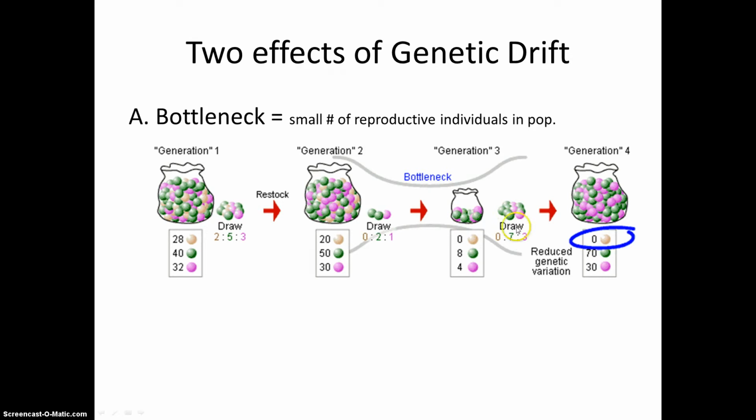So when the population recovers and I get the normal number of individuals that should be in the population, that beige colored gene is gone. A big example of this for the human population was the bubonic plague, which killed a huge number of individuals in Asia and Europe during the Middle Ages.